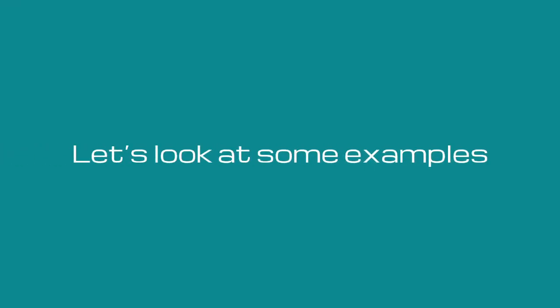Now let's look at some examples. The first one, je un livre. Do you remember the conjugation? A. J'ai un livre. I have a book.